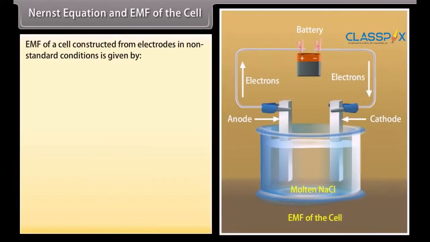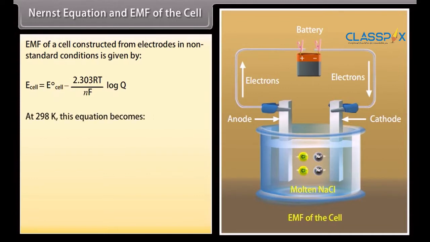Nernst equation and EMF of the cell. The EMF of a cell constructed from electrodes in non-standard conditions is given by E cell is equal to E naught cell minus 2.303 RT upon nF multiplied by log Q. At 298 Kelvin, this equation becomes E cell is equal to E naught cell minus 0.0591 upon n multiplied by log Q.